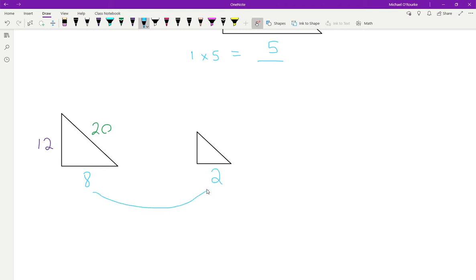So how do we go from there to there using a multiply or divide? That's what you're trying to solve right now. Okay? And then I want to know my green side and my purple side. Good job. You divide by 4. So Trey recognized 8 divided by 4 equals 2.